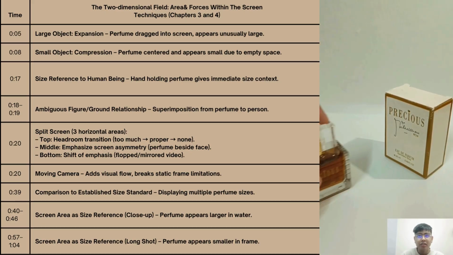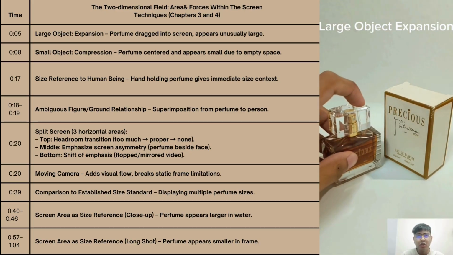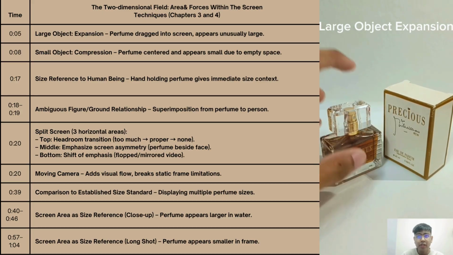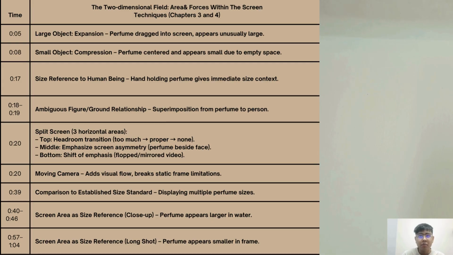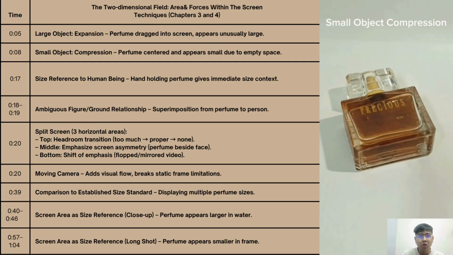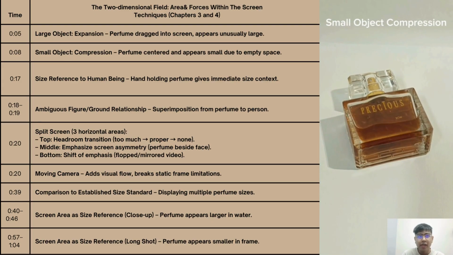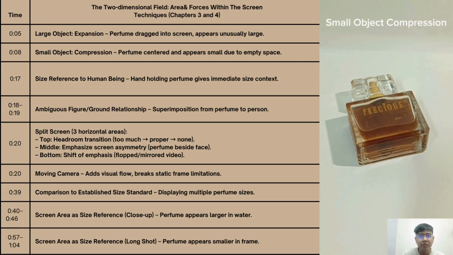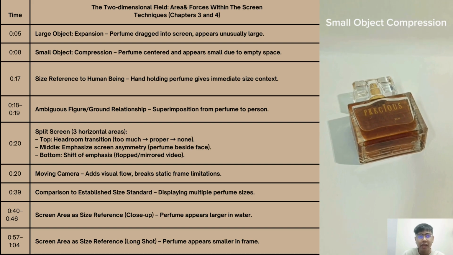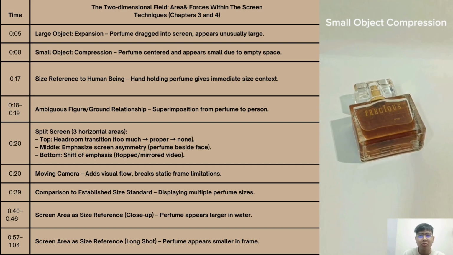At 5 seconds, I show a large object expansion, where the perfume is dragged into the screen and appears unusually large. At 8 seconds, the opposite occurs. I show a small object compression as the perfume is pushed toward the center, surrounded by empty space and far from the edge, making it appear smaller.